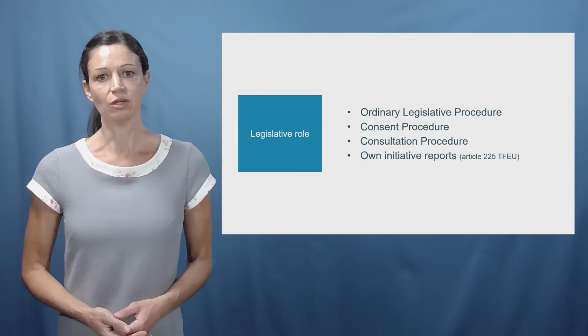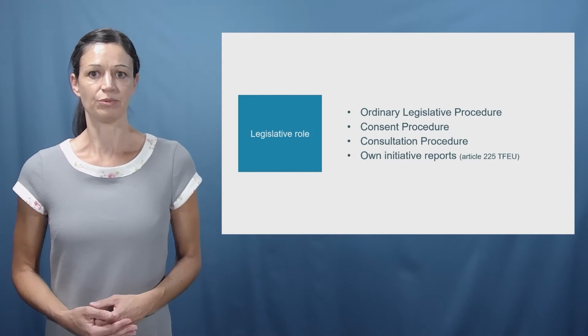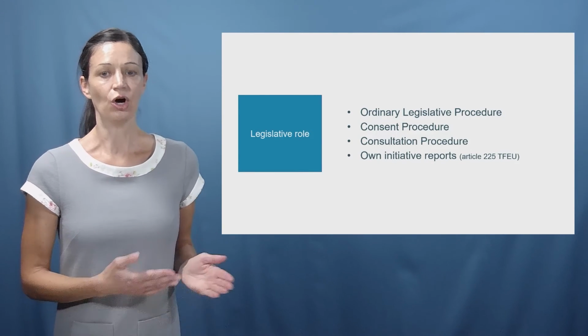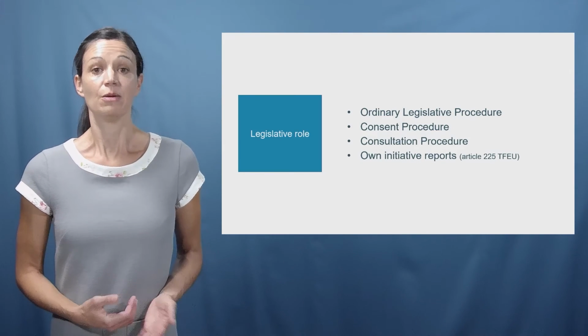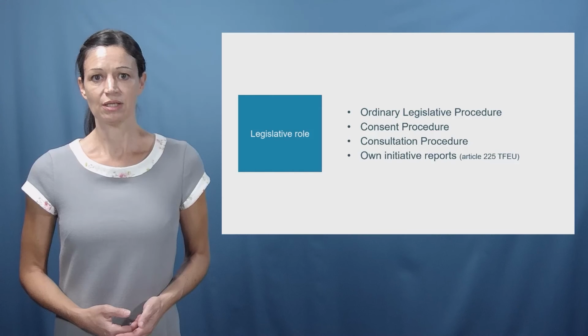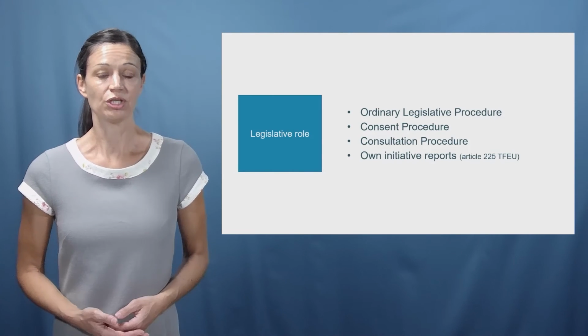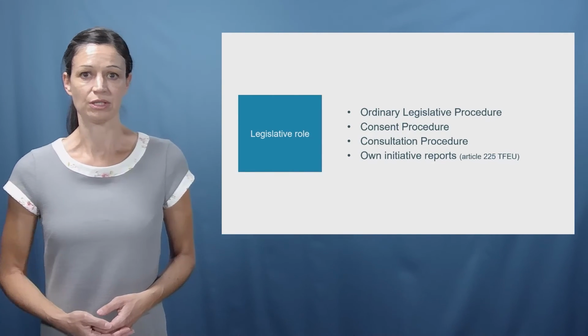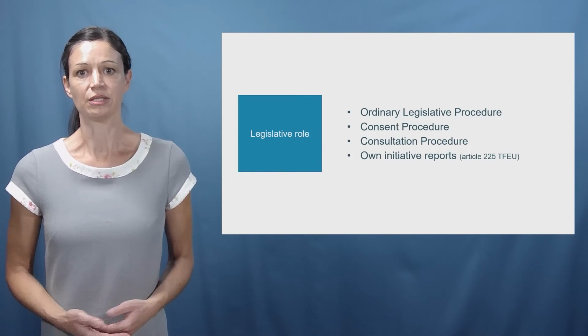The Parliament can also ask the European Commission to start a legislative procedure by preparing an own-initiative report, which needs to be adopted by a majority of the Parliament's members. The Commission then has the liberty to decide whether or not they officially want to start a legislative procedure and what exactly they put into the legislative proposal.